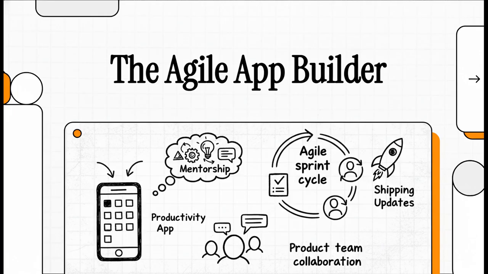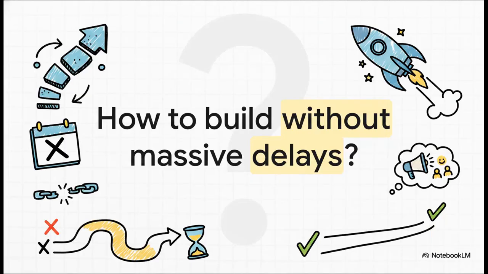Now, we aren't just going to sit here and talk theory, no way. We're going to apply these concepts directly to your very first sprint, so you can see exactly how modern product teams ship updates frequently, learn from their users super fast, and continuously adapt. So here's the million-dollar question, right? How exactly do you build your first app without falling into the trap of a massive delayed launch?